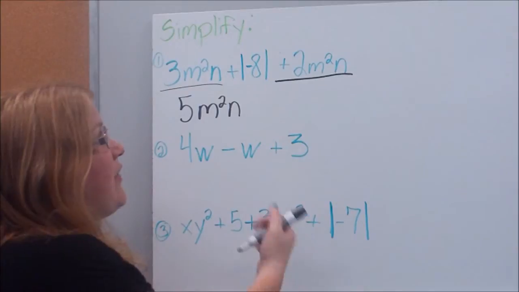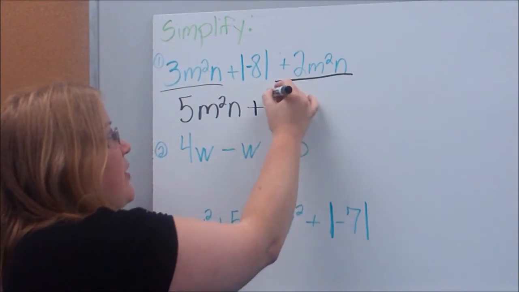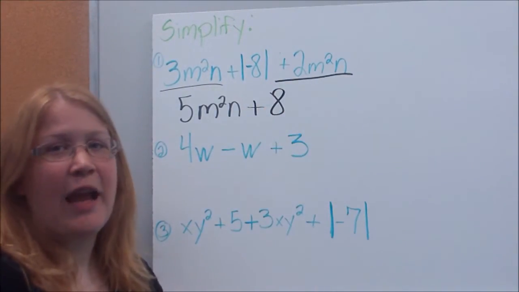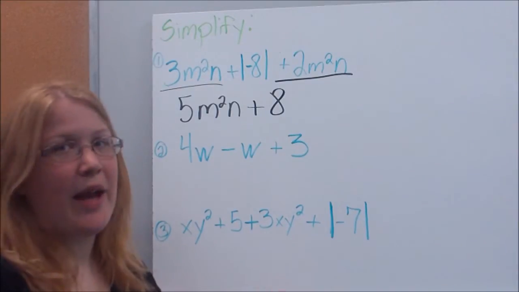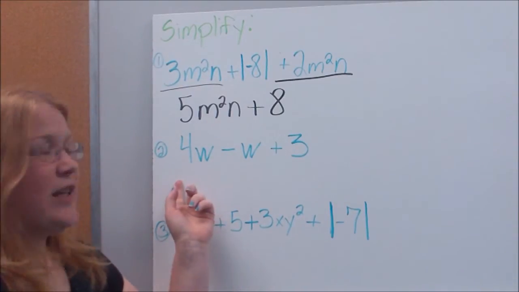The absolute value of -8 is 8, so it's just 5m squared n plus 8. Now it's in its simplest form. We can't combine anything else. We take a look down here.